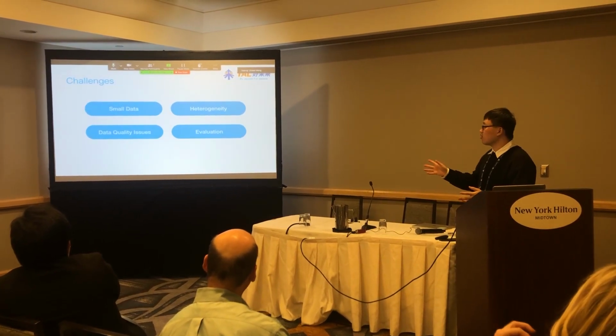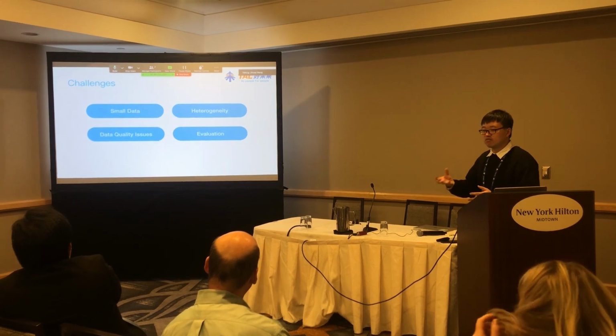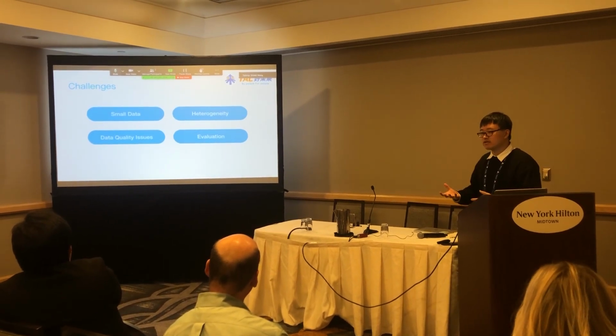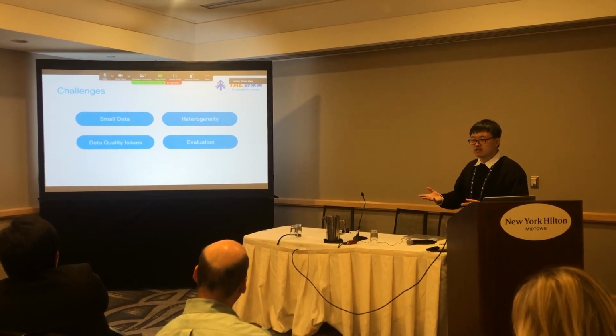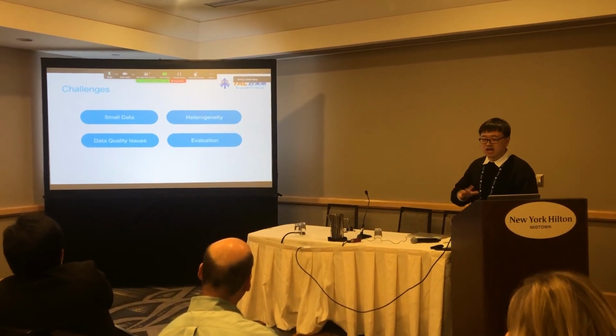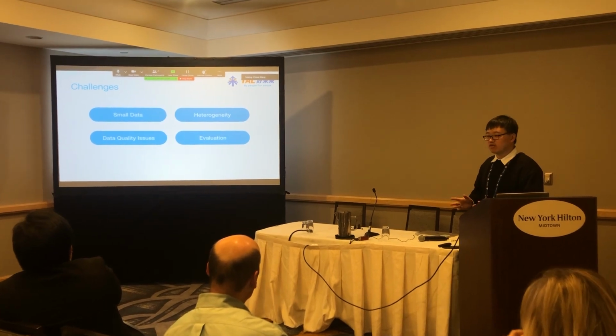The first one is small data. Small data means the volume is small. It means you don't have too many labels, and getting the labels is very difficult. You do the annotations, you do the crowdsourcing, and you have high inconsistencies in those labels.